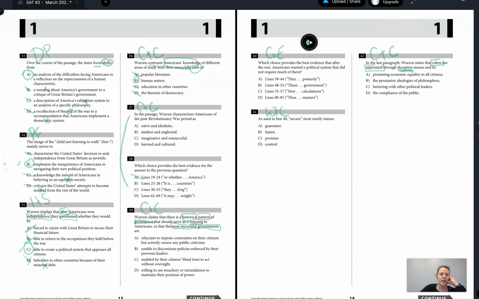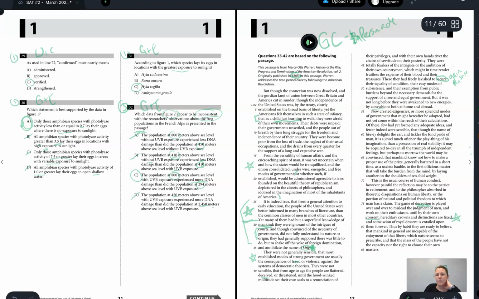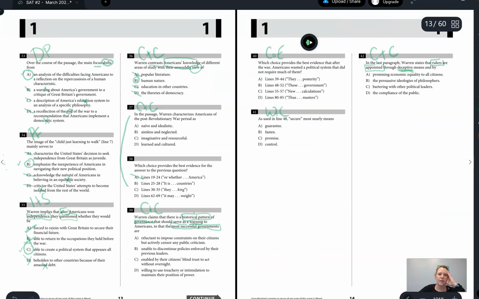All right, B, 25 through 28. It is indeed true that from a general attention to early education, the people of the United States were better informed. So this is about Americans, but it's not necessarily about Americans of the post-Revolutionary War. That was kind of true of the pre-Revolutionary War as well. Also, it's very rare that they will use a line of evidence for more than one question. So because we already talked about that area for number 36, they're not likely going to use that for another question because the answer would be the same as the answer for 36 most likely. Let's look at C, 30 through 35.